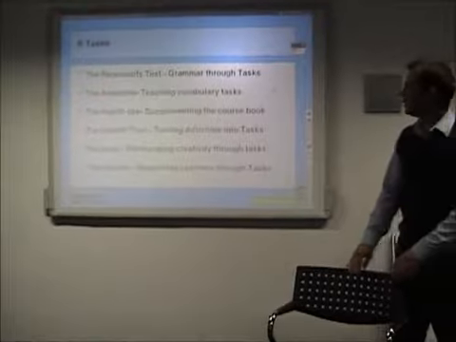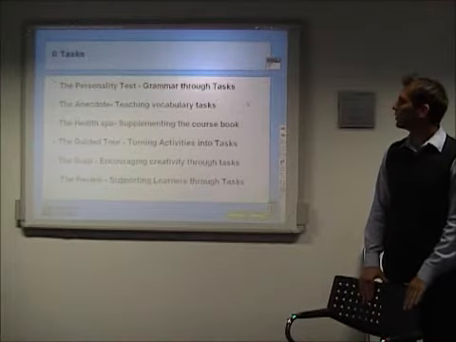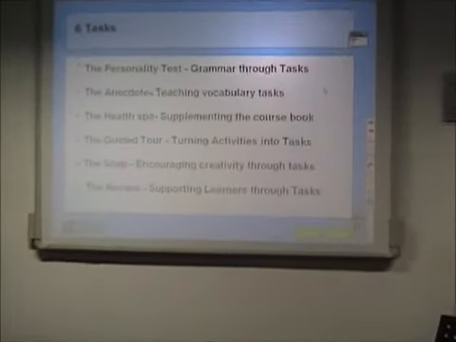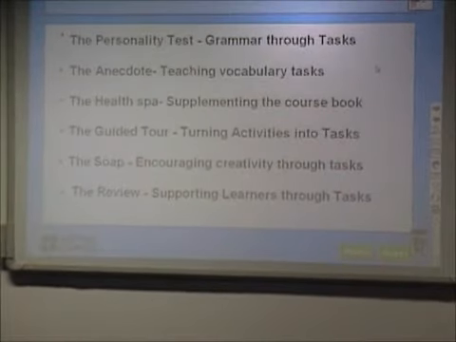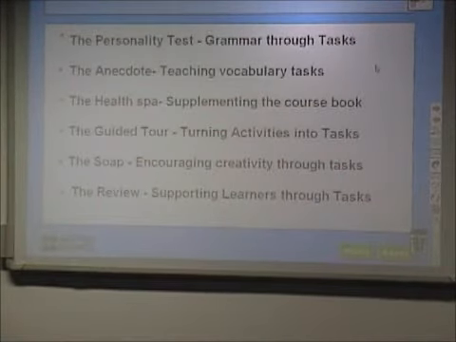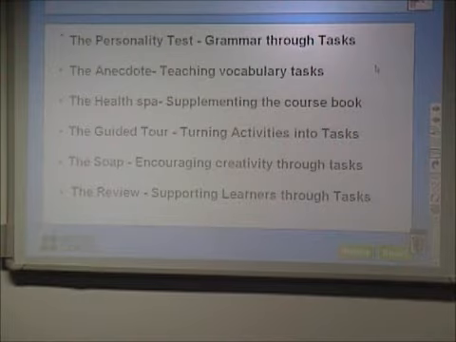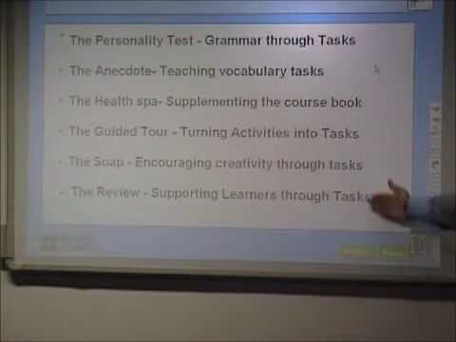Basically what we're going to do is look at 6 different tasks. First of all, the personality test, which is looking at teaching grammar through tasks. Then the anecdote, teaching vocabulary through tasks. The health spa, which is a task Tom Rippon designed. Unfortunately, he can't be here today because he's doing CELTA. But it's basically supplementing the course book. The guided tour, that's Andre's task, and that's turning activities into tasks. The SOAP, which is encouraging creativity through tasks. And finally, the review, that's Dan's task, looking at how you can support learners through tasks. So as you can see, we're going to cover quite a lot today.